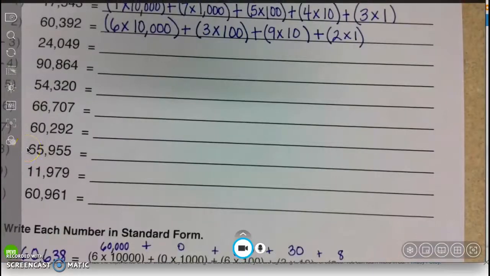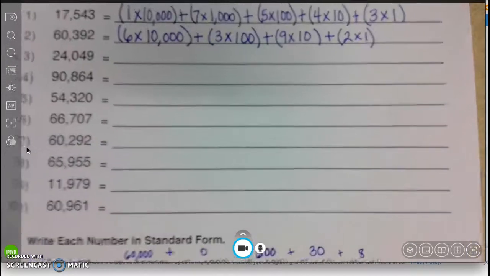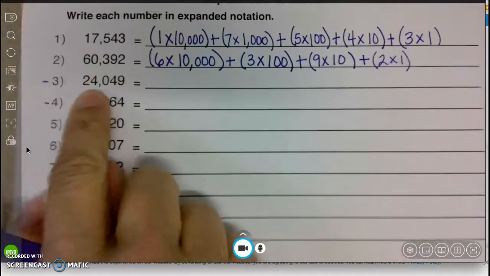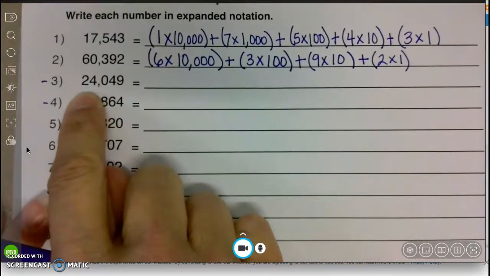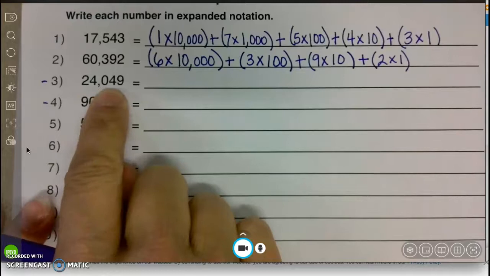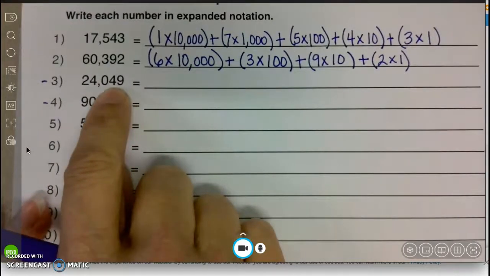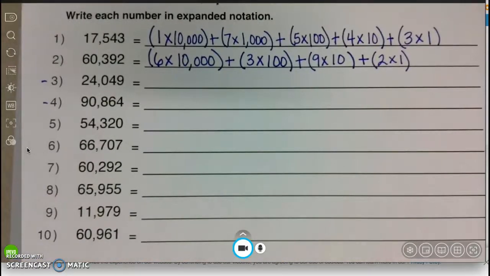All right, we gave you time to work on numbers 3, 4, 13, and 14 by yourself. And now we're going to check over them together. If you're not done, that's okay. Just follow along with us. Okay, let's look at number 3. Read that number for me. Look at number 3. 24,000 and what? 24,049. So I'm going to go to the digit in the largest place value position.